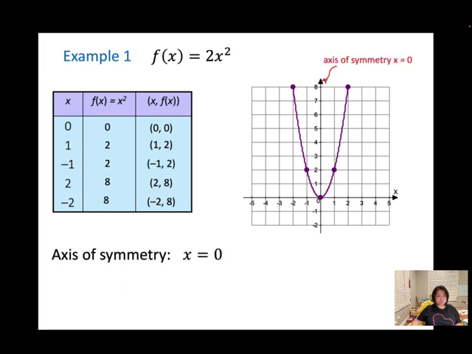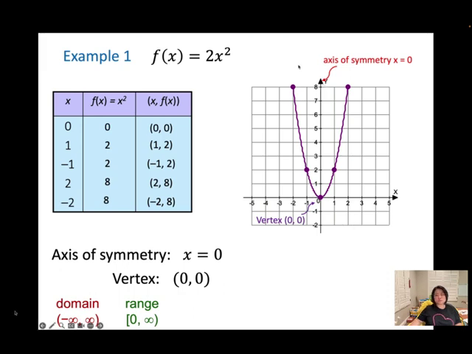Okay? What is your vertex? 0, 0. And then the domain, same thing, right? All possible values of x. And then the range, that will be from 0 to positive infinity.